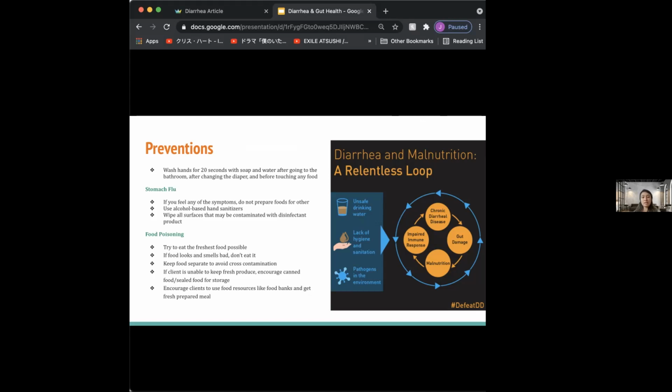And also lastly, kind of change their mentality a little bit and encourage them that there's a lot of resources out there for them, like food banks and a lot of places where they can get fresh prepared meals. Encouraging them can really help prevent the recurrent onset of diarrhea.